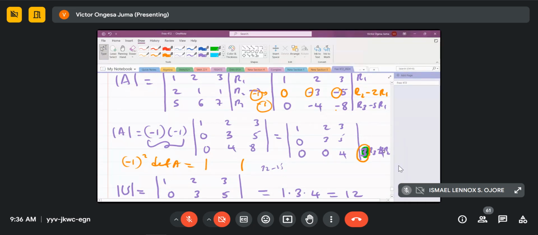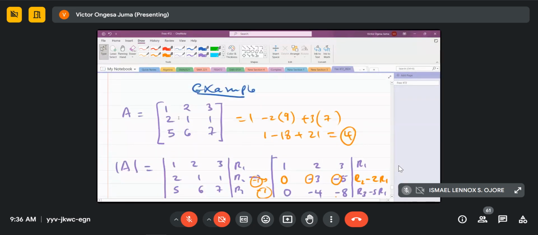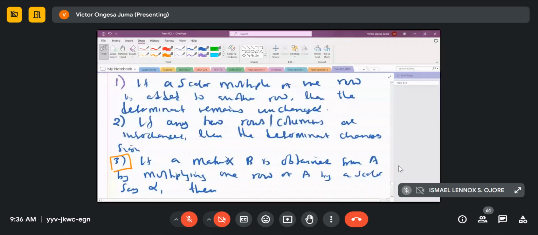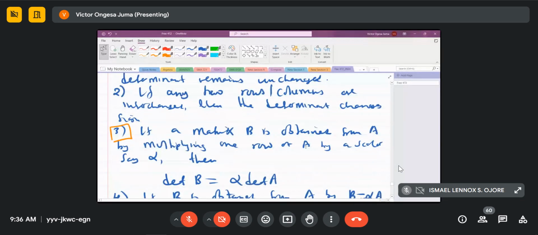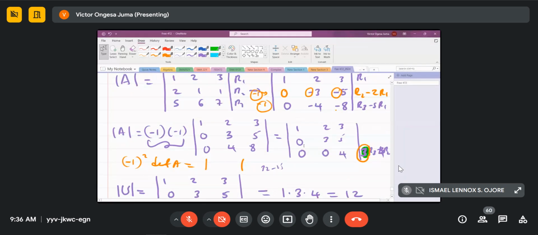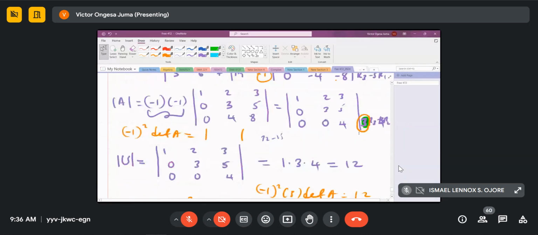So, row property number 1 and property number 3. If a scalar multiple of one row is added to another row, the determinant remains unchanged, so it does not change. And then property 3, if you multiply by a number, then that multiplies the determinant. So in short, the number which affects it is the number you multiply with the row you are eliminating. That's the summary, right?